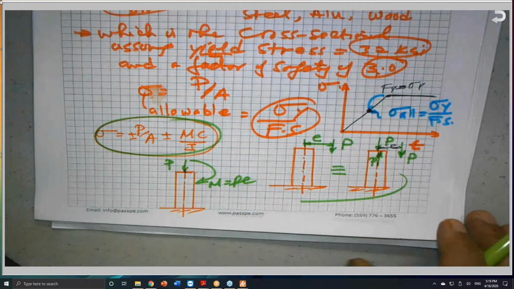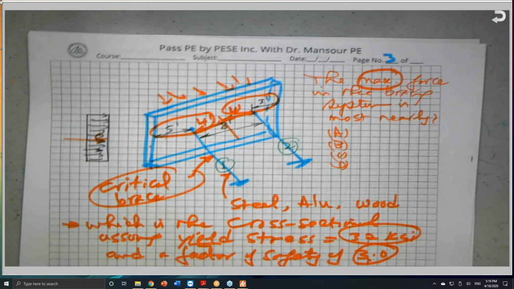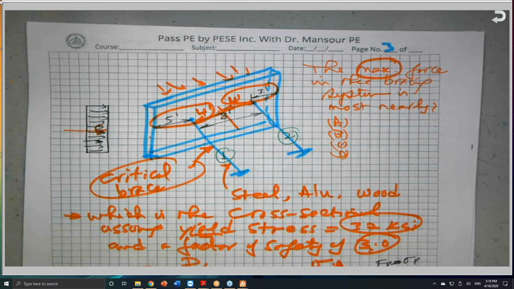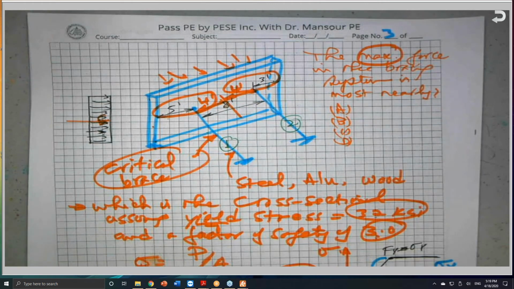I hope this is the answer to your question, my friend, because I'm looking for the axial load, not for the bending. So please look at it and let me know. I understand that. Yes, I know that.